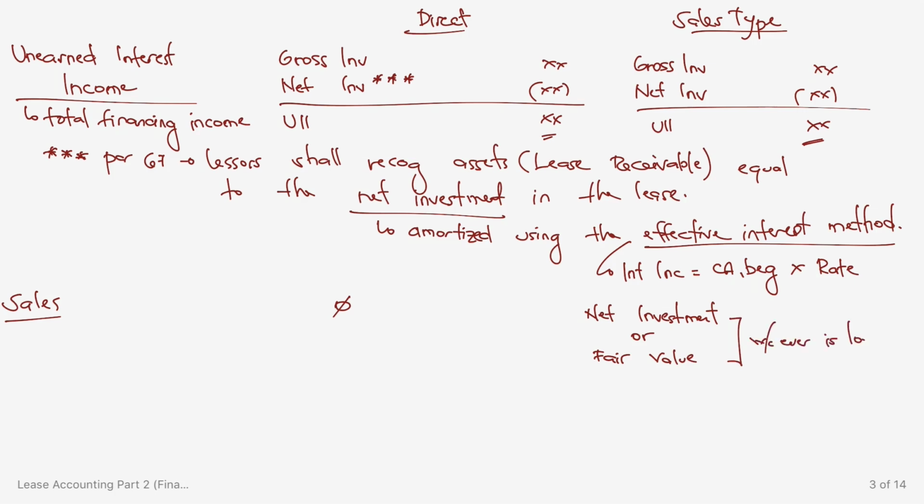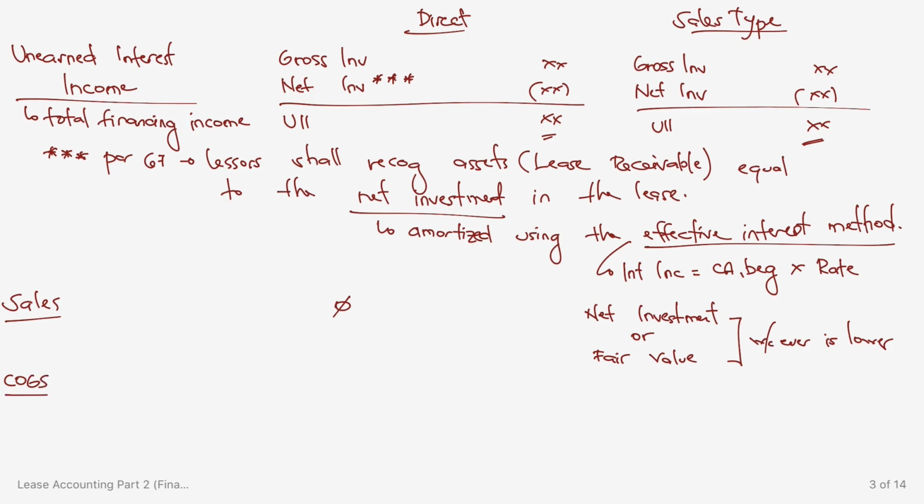Whichever is lower. Okay? So, yung sales account, pang sales type lease lang. So, kapag tinanong ka, how much is the sales under direct finance lease, your answer will be equal to 0. Okay? Next, punta tayo sa cost of goods sold.